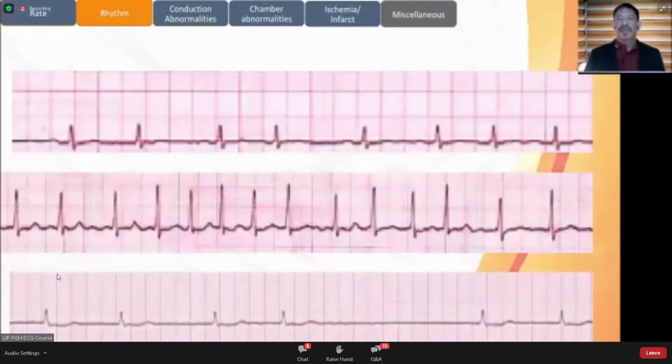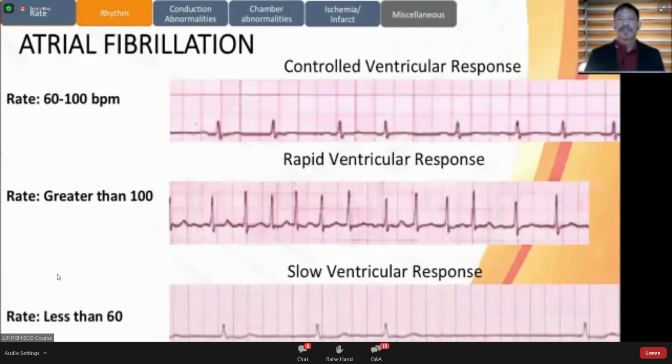Another common abnormality appears with irregular rhythm. If we cannot find any P wave and just low amplitude baseline oscillations, then we consider atrial fibrillation. Combining the concept of rhythm and rate, in atrial fibrillation, if the rate is normal, it is referred to as controlled ventricular response. Rapid ventricular response means the rate is fast, and if it's slow, it is called slow ventricular response.